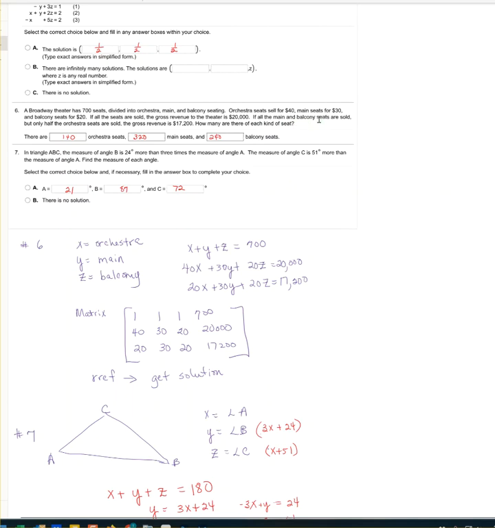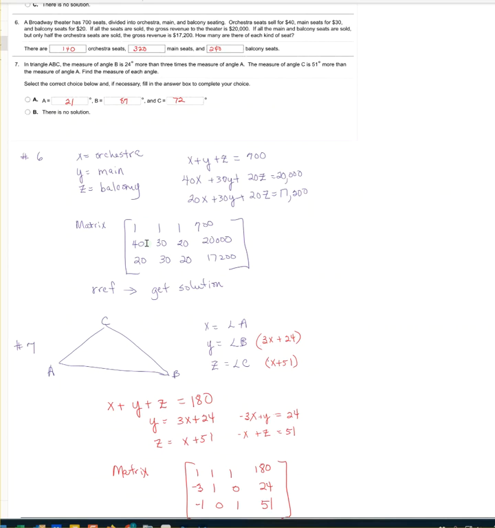Now if all the main and the balcony are sold, so main and balcony, that was Y and Z, so they're still going to be 30 and 20, but only half of the orchestra, so that's going to be 20X. So there you go. You've got your 3 equations. We're going to put it in a matrix. 1, 1, 1, 700, and you just take the numbers. You do RREF, and you get the solution, and you will get 140, 320, 240. So the calculator part you should know by the time you start doing that, but the harder part is reading it and putting it into an equation system.